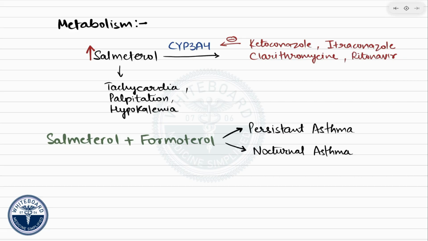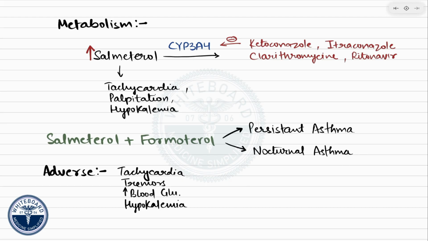Like other beta-2 agonists, salmeterol can stimulate beta-2 receptors outside the lungs, producing adverse effects such as tachycardia, tremor, an increase in blood glucose, and a decrease in plasma potassium concentration. Because of its long duration of action, it should not be used more than twice daily, typically once in the morning and once in the evening.